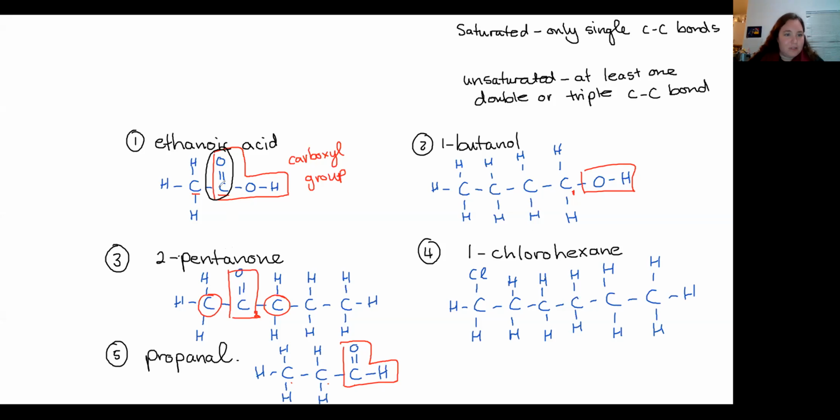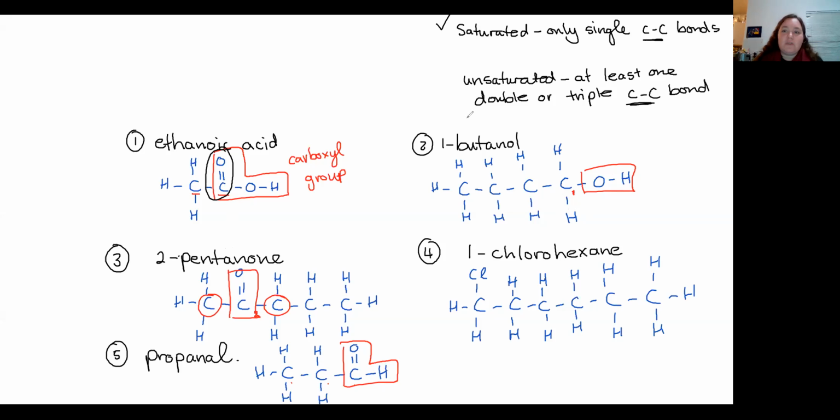A double bond to oxygen does not make something unsaturated. This compound here is saturated. This one's also saturated. So is this, so is this, so is this. Every single one of these is saturated. But people often get confused because they don't remember that it's single and double, triple carbon-carbon bonds, and they think, oh, it's just a double bond anyway.